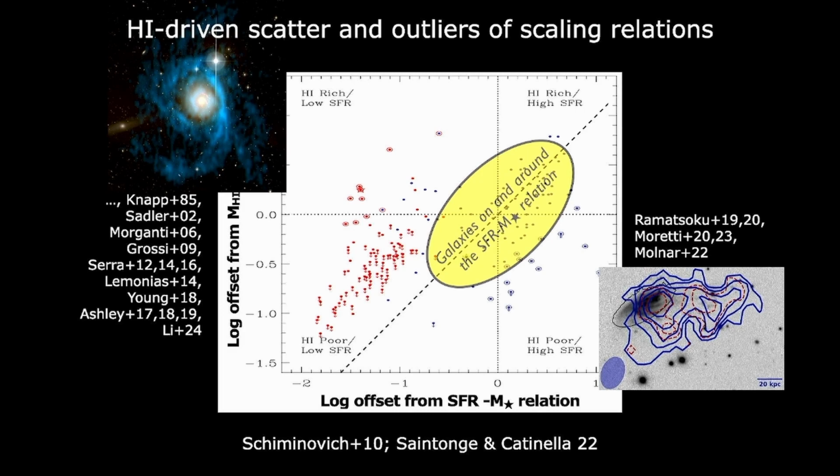Another interesting corner is the bottom right here, where you have galaxies that are H1 poor, but are forming stars at a high rate. And this includes, for example, very exciting jellyfish galaxies, where the interaction with the intracluster medium as they fall into a cluster at high speed causes simultaneously the fast removal of H1, but also its fast conversion into molecular gas, and so a temporary enhancement of the star formation rate.